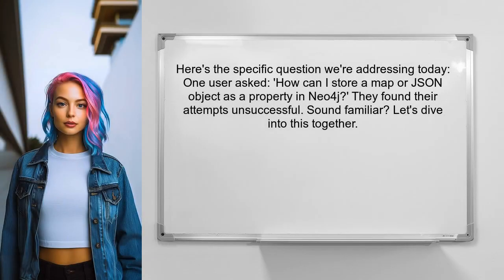Here's the specific question we're addressing today. One user asked, how can I store a map or JSON object as a property in Neo4j? They found that their attempts were unsuccessful, and they were left scratching their heads. Sound familiar? Let's dive into this together.